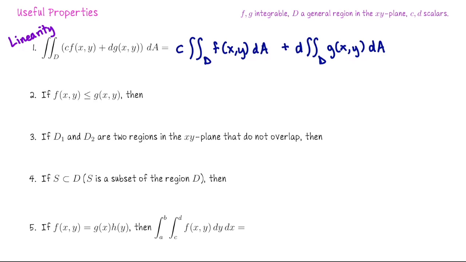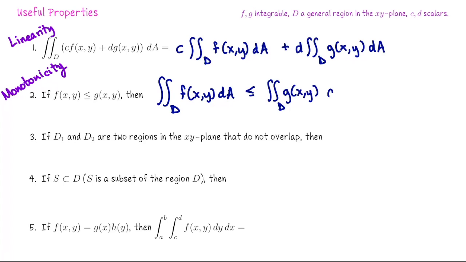The second property is called monotonicity. And this says that if f is less than or equal to g, where again these are integrable functions over D, then the amount of volume enclosed under f is less than or equal to the amount of volume enclosed under g. So in other words, the double integral of f over D is less than or equal to the double integral of g over D.